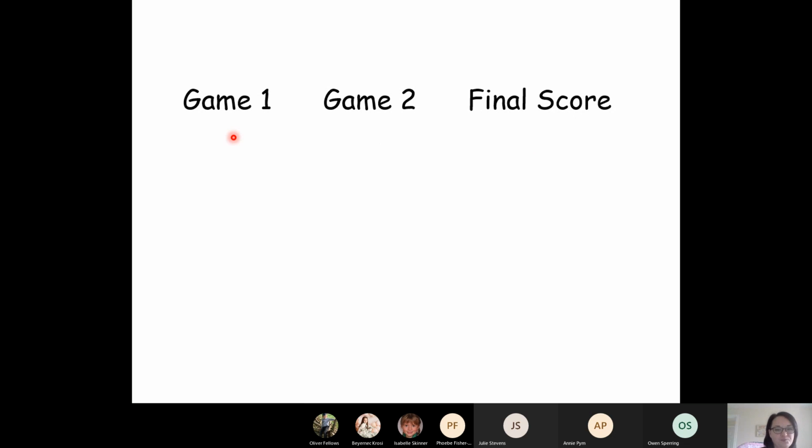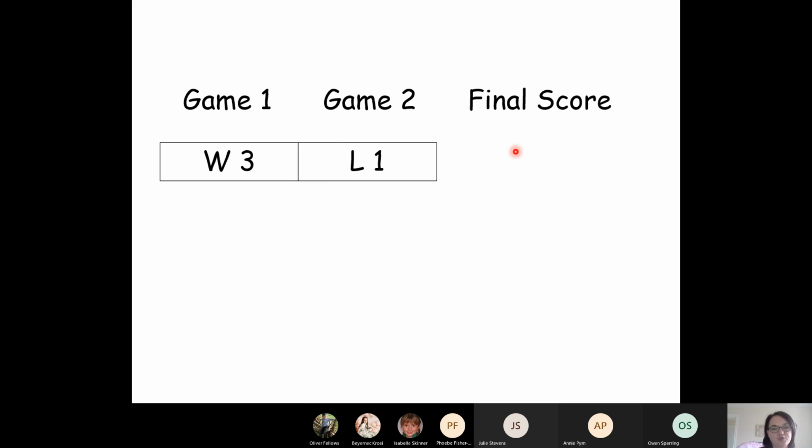So in game 1, we won 3 points. We knocked down those 3 gremlins. But in game 2, we lost some points. We lost 1. So have a think about what that would do to our final score. Have a think about what losing this 1 point does to our original number, just like in inversion.